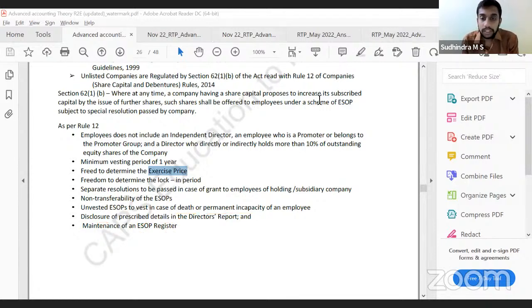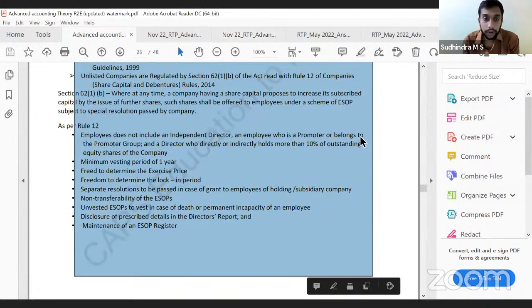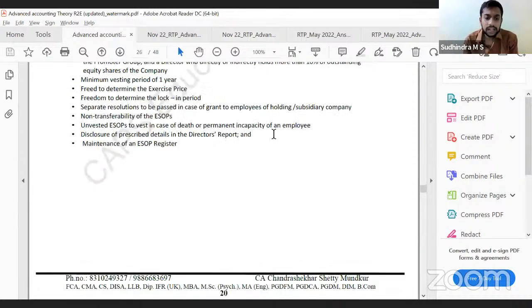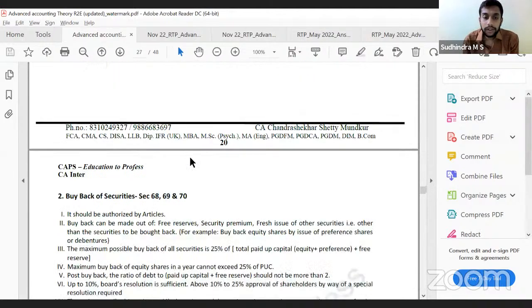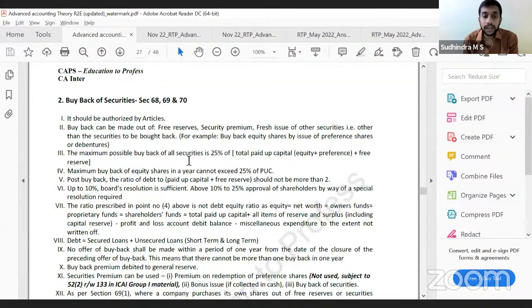We need not bother much about these rules. In accounts, not so important. That's all. This is about ESOP. Then we'll move on to the next chapter, and once we are done with all the 4, we'll look into some of the questions. Okay. Next chapter is buyback. Now, with regard to buyback, what are the sections in the Companies Act which talk about buyback?